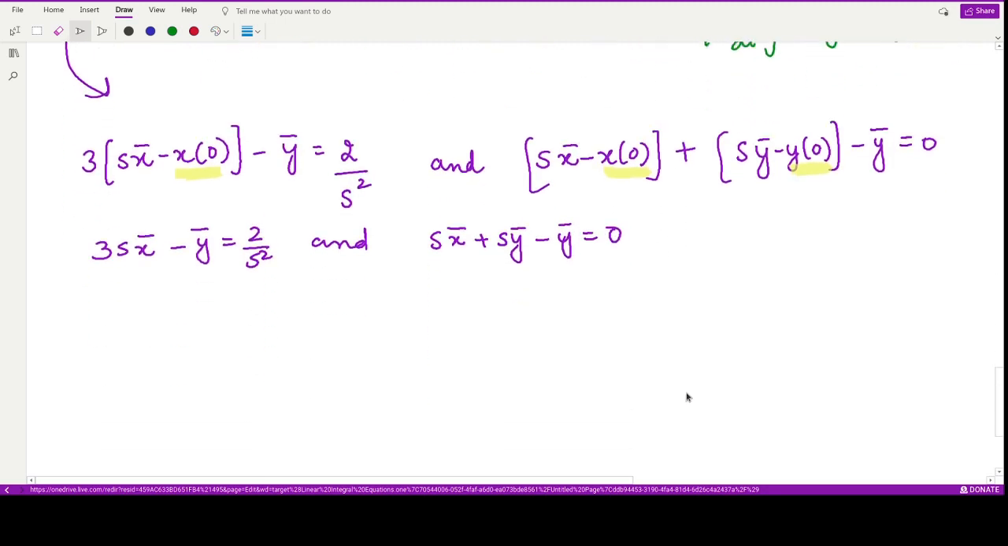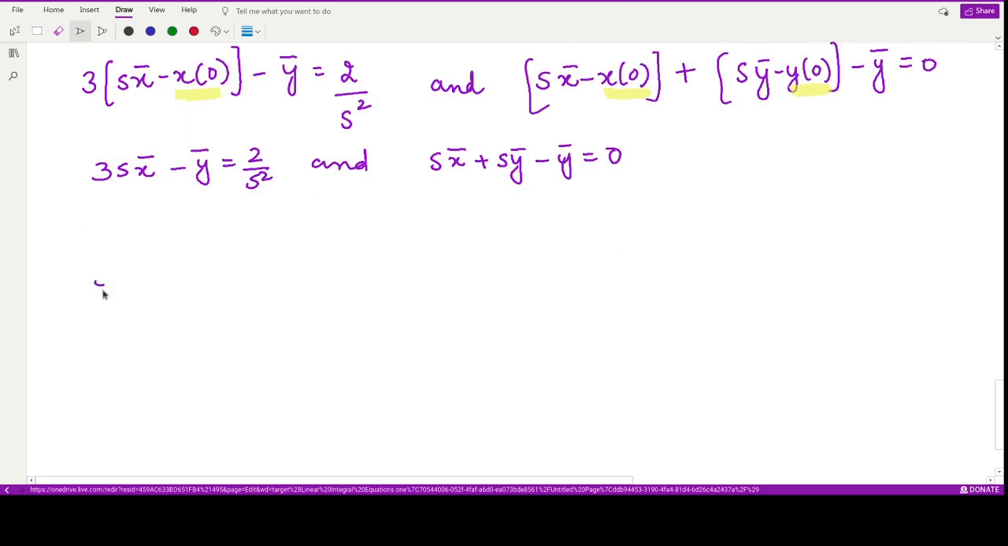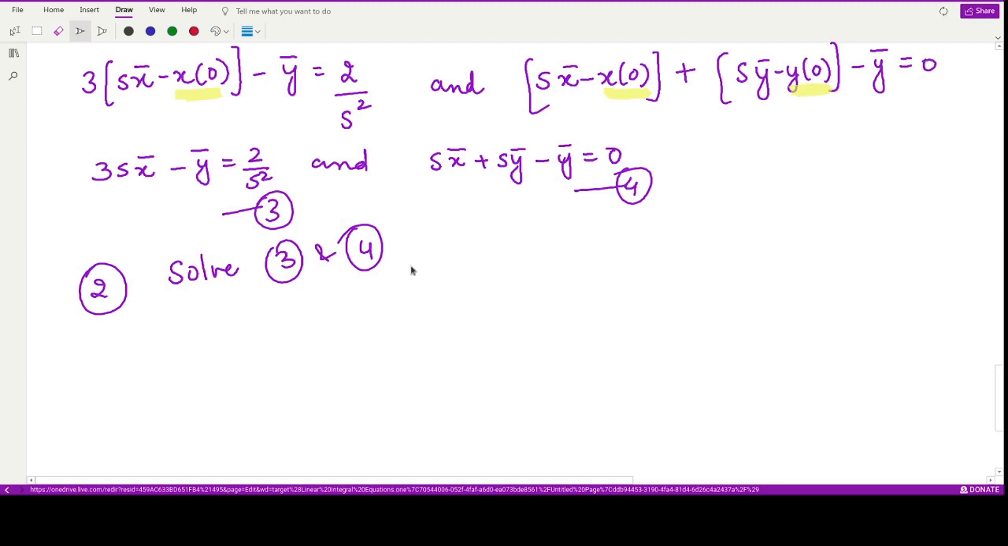So the next step, step number 2, is to solve these. This is equation 3 and this is equation 4. We have to solve 3 and 4. So how can we solve this? We can calculate the value of y bar from here and then substitute it here, whichever way you like.